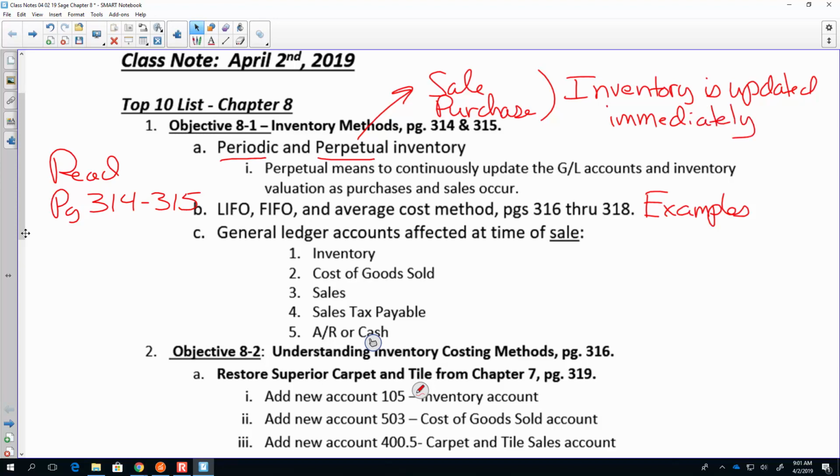Unlike periodic, which means maybe at the end of the month we take an inventory count and then we adjust, or certainly at the end of the year, and then we make an adjusting entry. So with most software systems, Sage, QuickBooks, they're perpetual. They'll use perpetual. So we're tracking inventory quantities. We're tracking those costs associated with those inventory items.